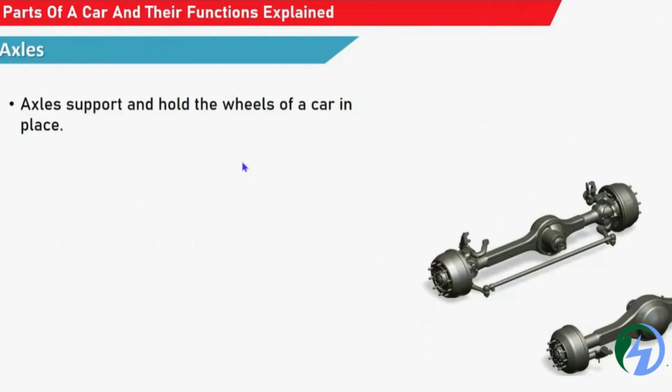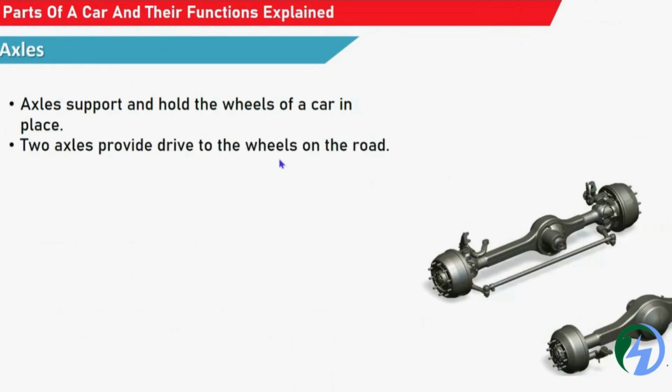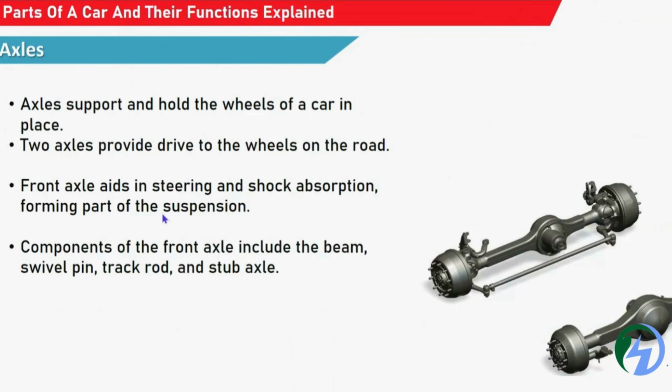And axles are very important. The axle supports and holds the wheels, front or rear, for the cars. Two axles provide the drive to the wheels on the road. The front axle is for controlling the steering and shock absorption during suspension, and the components of the front axle include the king pin, track rod, stub axles and the beam. These are some of the components.